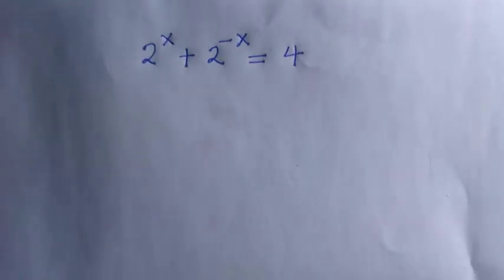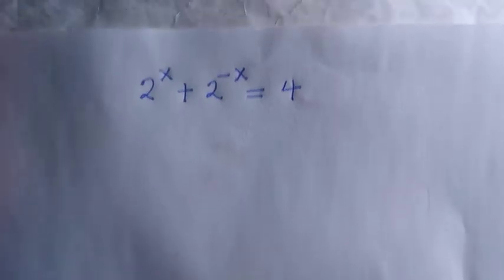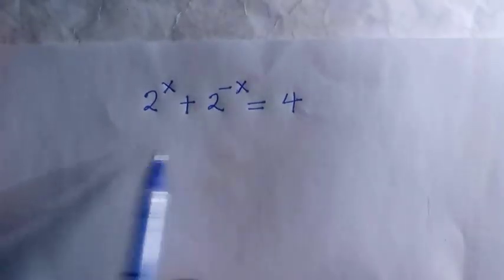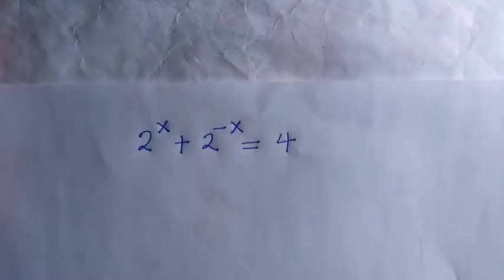How to solve these exponential equations where we have 2 to the power of x plus 2 to the power of minus x equals 4. So here is the method we are going to apply. Suppose I multiply this equation by 2 to the power of x.